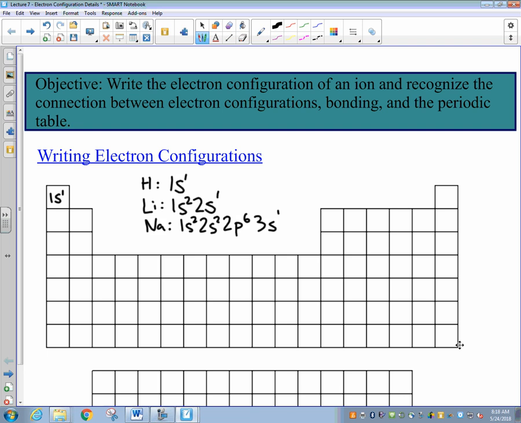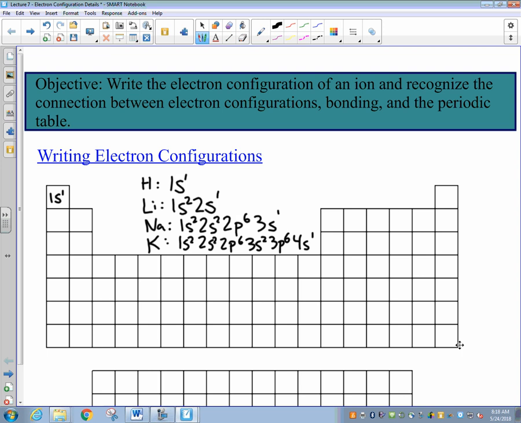And then just for giggles here, let's do one more. Potassium, the next one down. Potassium, we're all the way up to 19 total electrons now, and with 19 total electrons, that would give us a configuration of 1s2, 2s2, 2p6, 3s2, 3p6, 4s1.